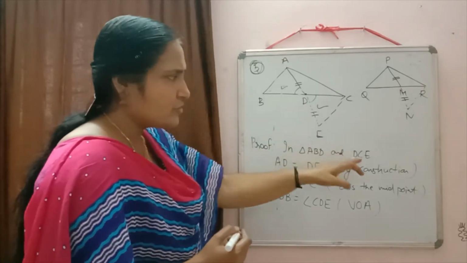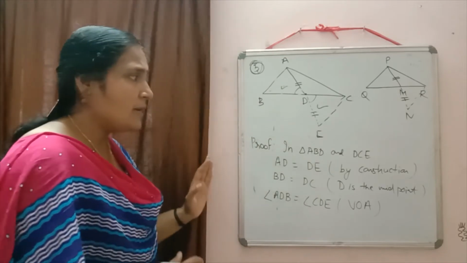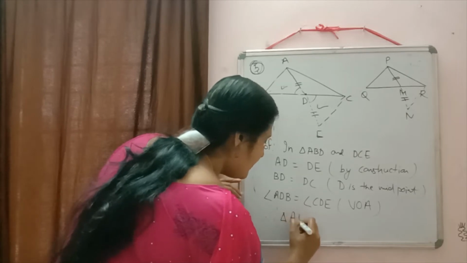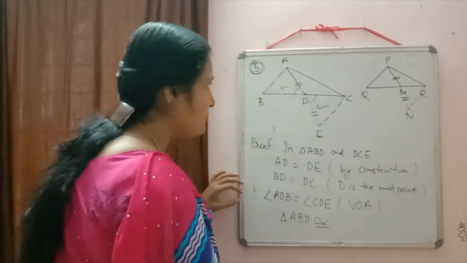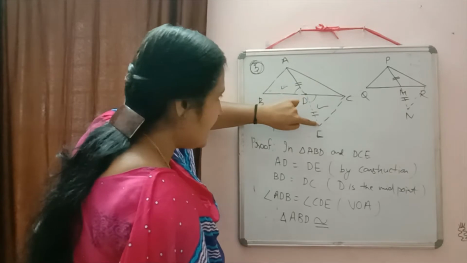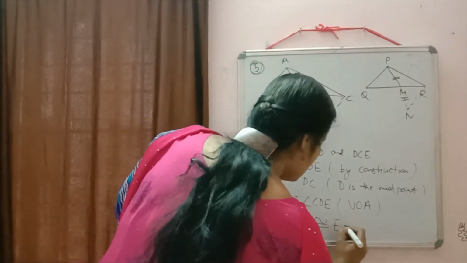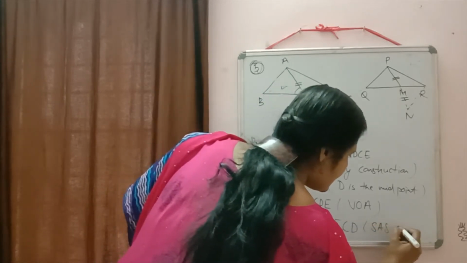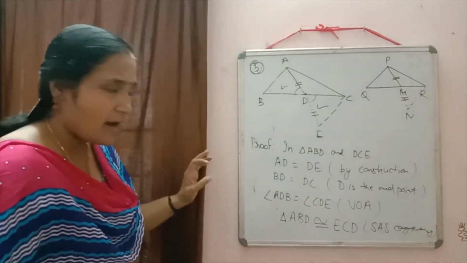So we proved these two triangles are congruent, not similar. They are congruent to each other. So write the naming correctly now. Therefore, triangle ABD congruent to which one? Just to check there: AB should be equal to CE and BD is equal to DC. So C should come in the center, so the naming will come ECD. By which congruency? SAS congruency. So we proved these two triangles are congruent.